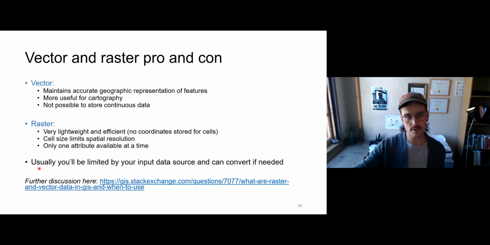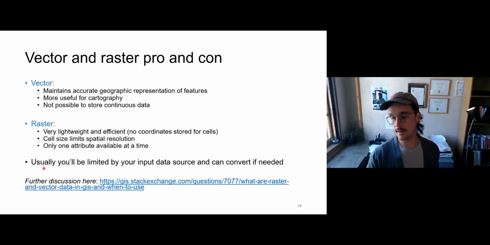So you might download global temperature data in raster format, and then you need to associate it with the neighborhood level. So you'll undertake some kind of conversion workflow to go from raster to vector. So there are no hard and fast rules here. You can read a little bit more about the differences at this Stack Exchange link here.